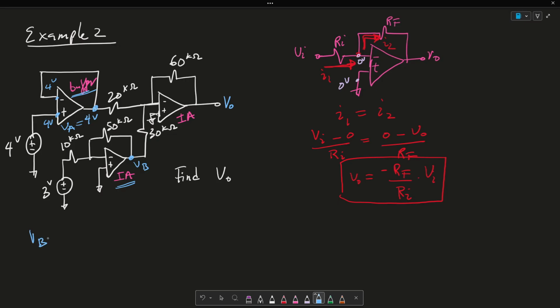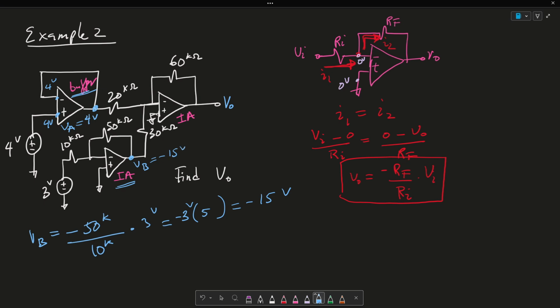I'm going to say that VB is simply equal to minus my feedback resistance, which is 50K, over my input resistance, which is 10K, times 3 volts. So this is going to be 3 times 5 volts, because the K ohms cancel out. So this becomes minus 15 volts. All right. So this VB here is minus 15 volts.